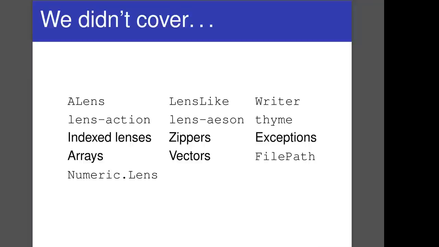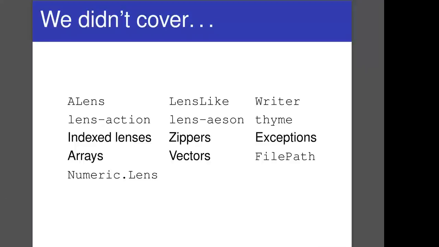There's zippers, which let you dive into a structure, get to the position you want a lens to, but then walk around from there. Oh, I want to go down to this deep sub-object, but now I want to go to the second sub-object right next to it and iteratively crawl over there instead of constantly going down to the next object and the next object and the next object.